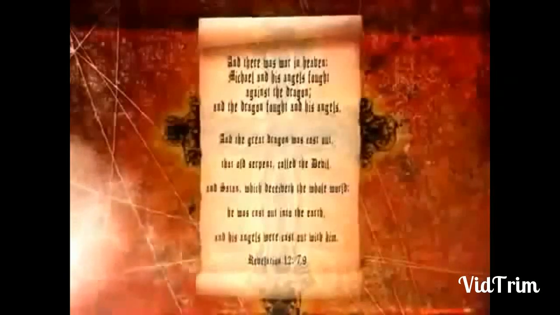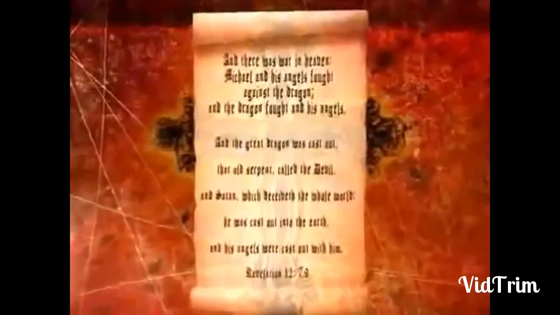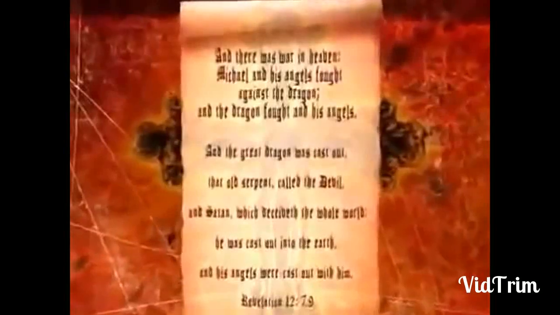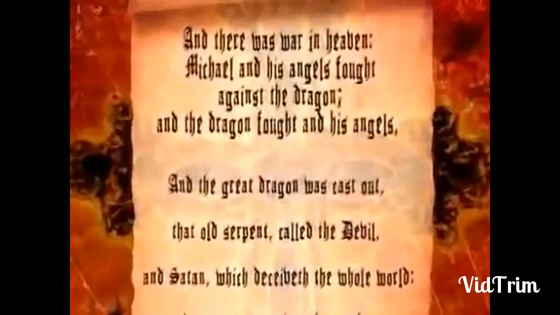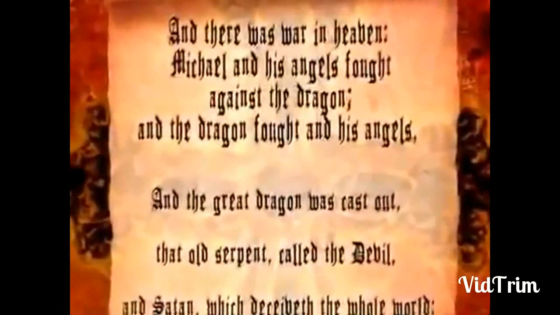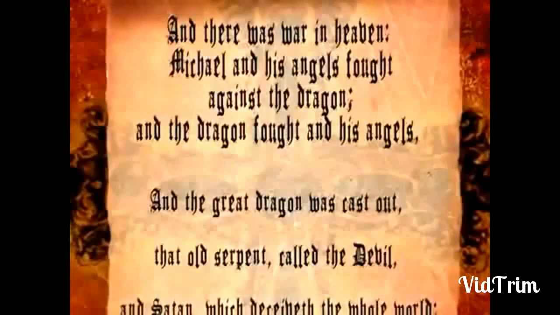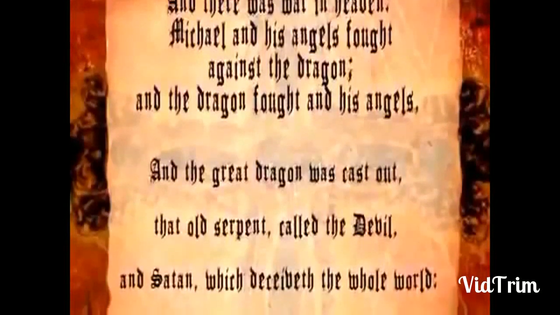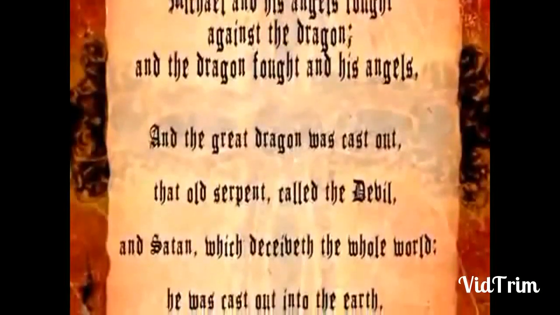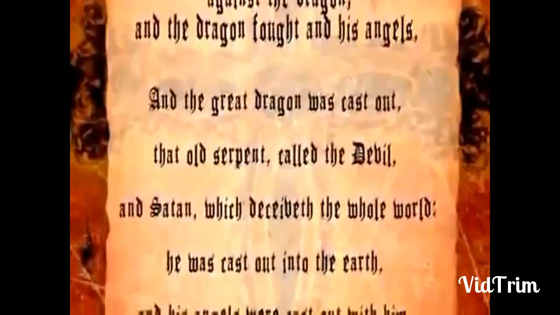Then I stood on the sand of the sea, and I saw a beast rising up out of the sea, having 7 heads and 10 horns, and on his horns 10 crowns, and on his heads a blasphemous name. Now the beast which I saw was like a leopard. His feet were like the feet of a bear, and his mouth like the mouth of a lion. The dragon gave him his power, his throne, and great authority.